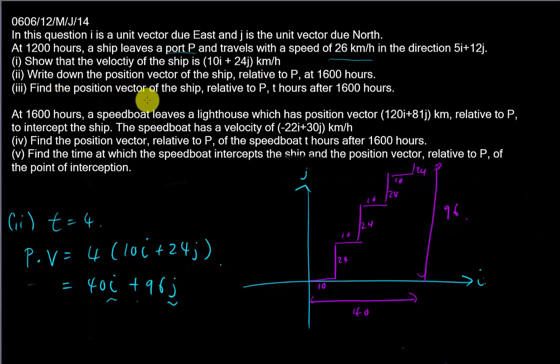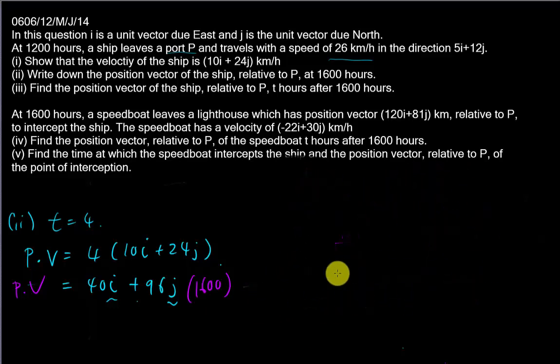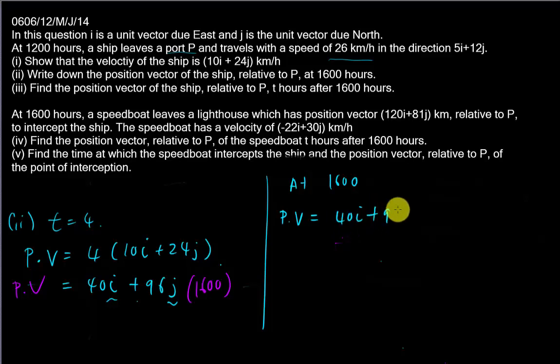So if you understand this concept, then you can easily get the answer for part 3. Part 3 asks you to find the position vector of the ship relative to the origin, t hours after 1600 hours. So I know this is the position vector at 1600 hours. So what is the position vector after 16 hours? To understand this, it's very easy. Just assume at 1600 hours, the position vector of the ship is 40i plus 96j.